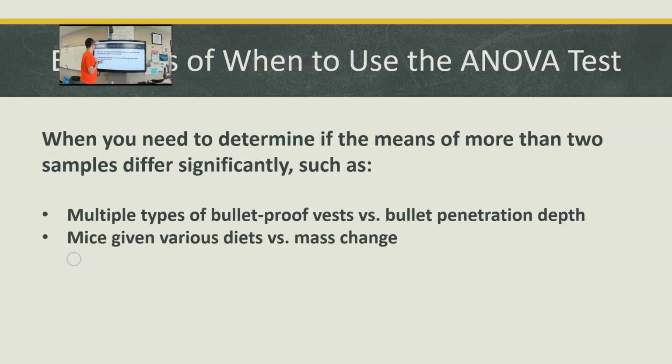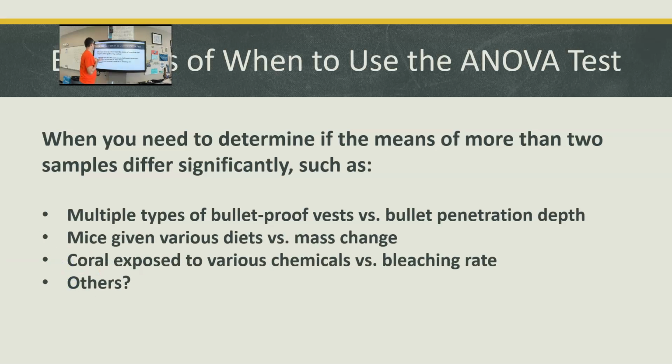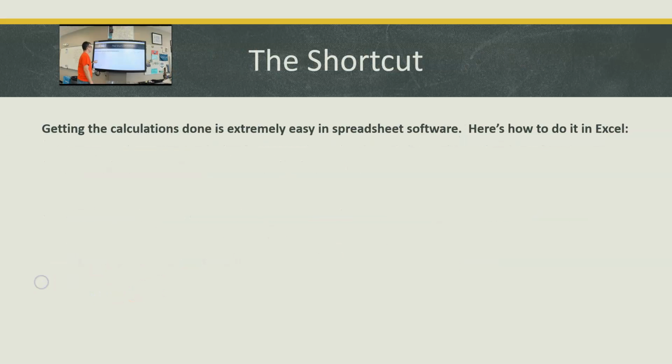In this case, you would use the ANOVA test for multiple types of bulletproof vests versus bullet penetration depth. That's one of the projects we had. Mice given various diets versus their mass change. Coral exposed to chemicals versus bleaching rate, and so on and so forth.